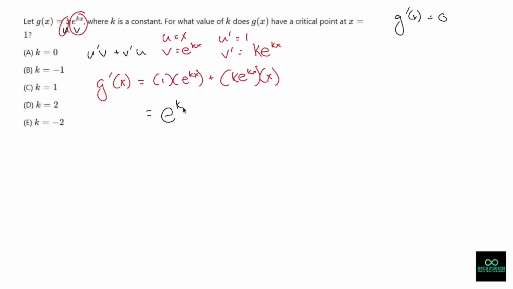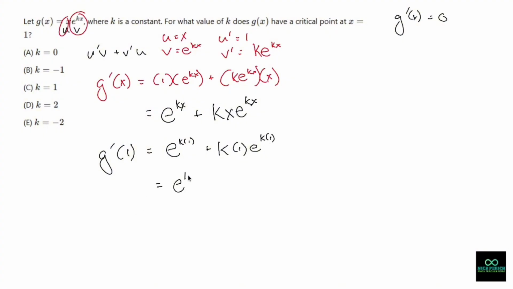e to the kx plus kx e to the kx. Now, g prime of 1 has me substituting 1 for every x. So e to the k times 1 plus k times 1 e to the k times 1. So e to the k plus k e to the k.